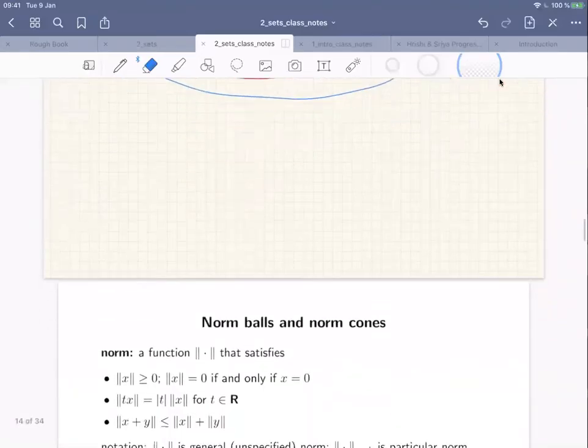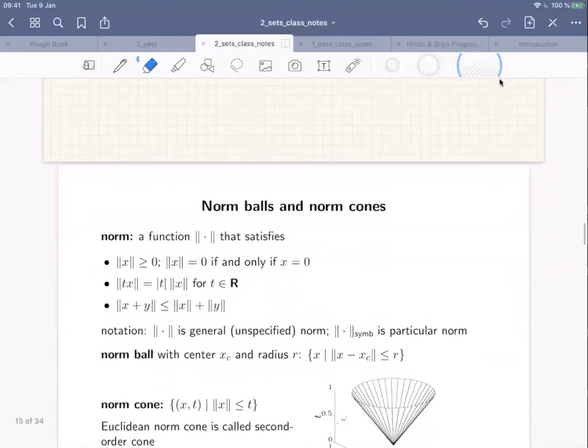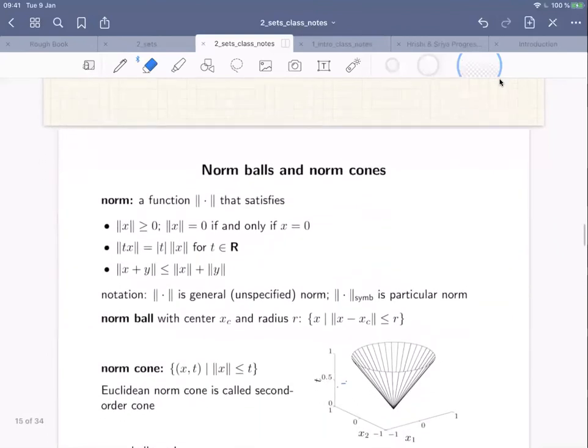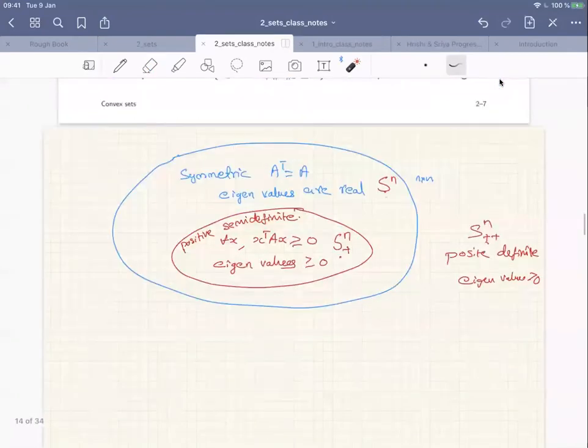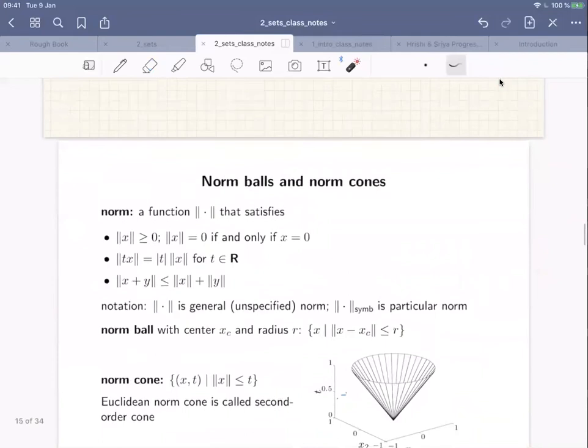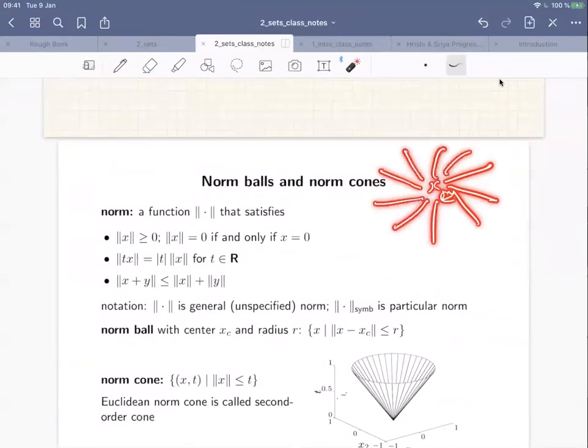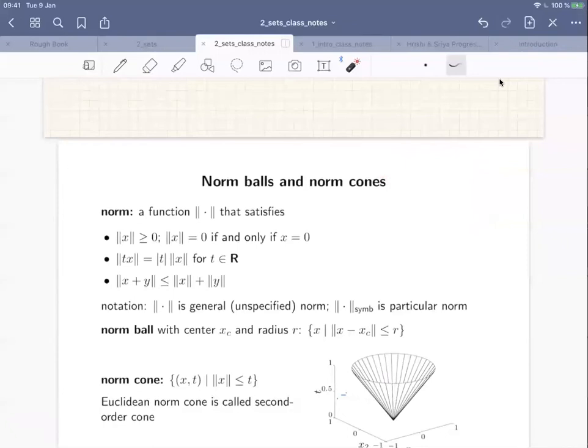Okay, now we'll see what norm balls and norm cones are. We just defined what a Euclidean ball is. It is a ball at center xc having a constant distance r. We have a center xc and a constant distance from xc. But we can define the same ball using different norms, not only the Euclidean norm, other norms also.